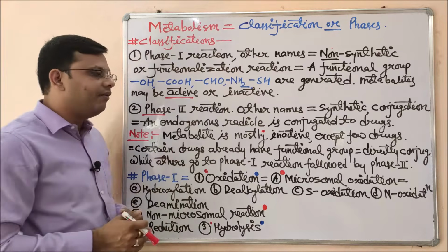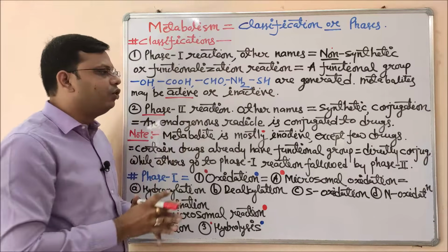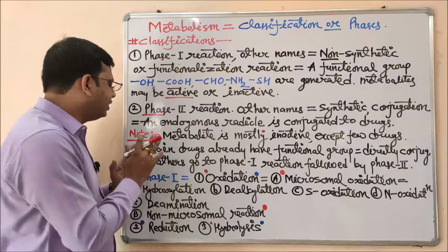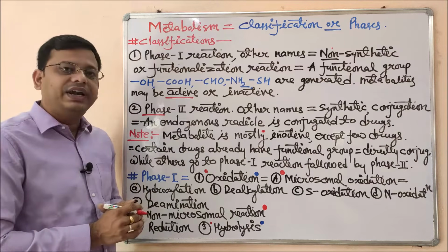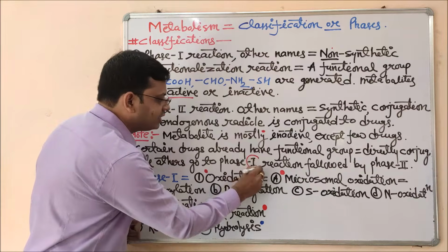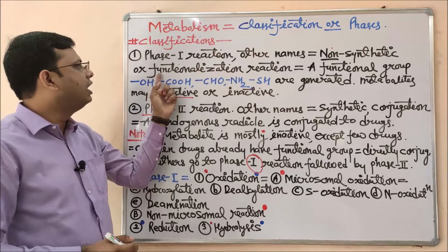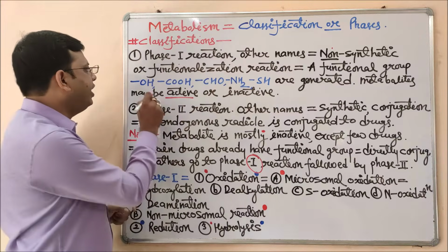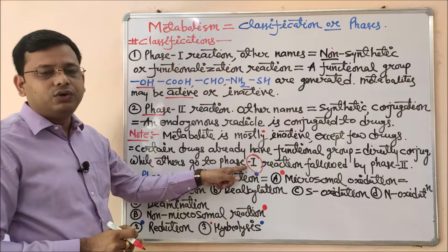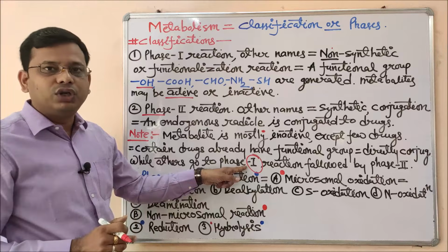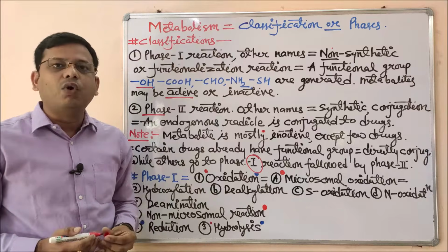Certain drugs already have a functional group. If a drug already has a functional group, then the drug will go for direct conjugation. And if the drug does not have any functional group, then the drug will go for the phase 1 reaction at an initial level, because phase 1 is also known as a functionalization reaction, where a functional group gets attached. So in the absence of a functional group, phase 1 adds a functional group to the drug. Then after that the substance will go for the phase 2 metabolic reaction.